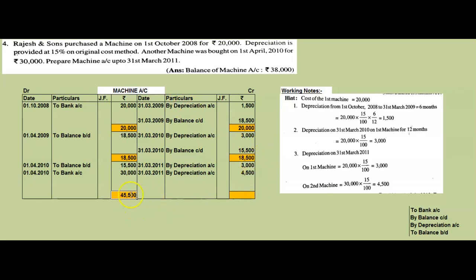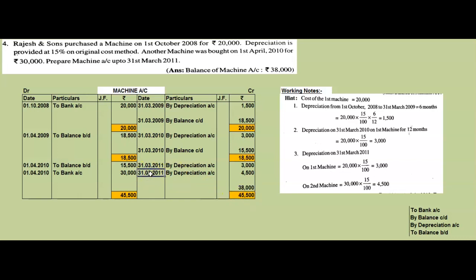So what is the rule? The same total has to be taken in the credit column also, whichever total is greater. The debit side total is more than the credit side total, so we copy the same total in both columns. Now, the next step: debit side minus credit side, 45,500 minus 7,500. You will get 38,000.